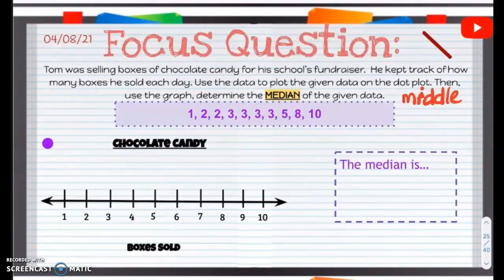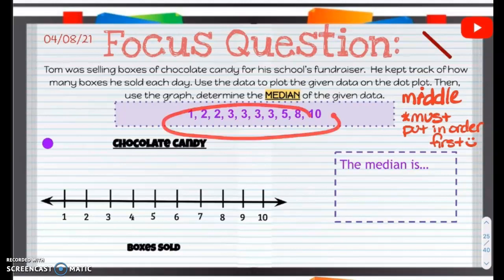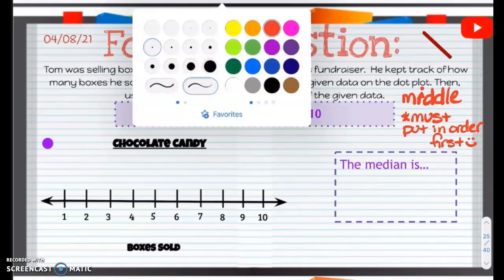There we go. You do have to, not line them up, you do have to put them in order. Must put in order first. So in this case, these numbers are in order. We do have to plot them again on our graph here.